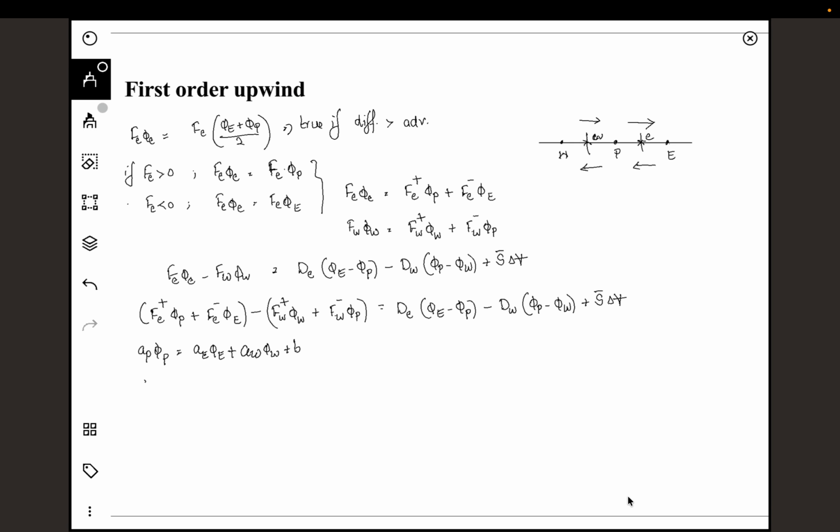So my A east, the terms I have to take on the RHS, will have D east, and you can see the contribution from east will only come if the flow direction is in the negative direction. So I'll have an Fe minus. Similarly for the west face, I'll have a DW, and contribution from west will come only if Fw is positive. So I'll have an Fw plus. B will be the source term.